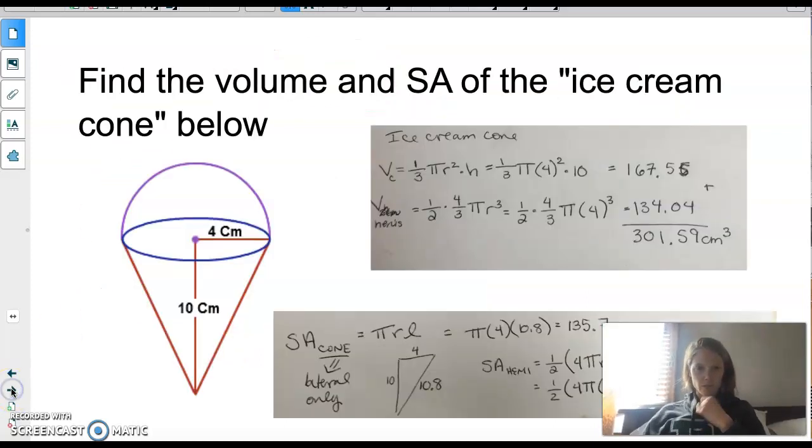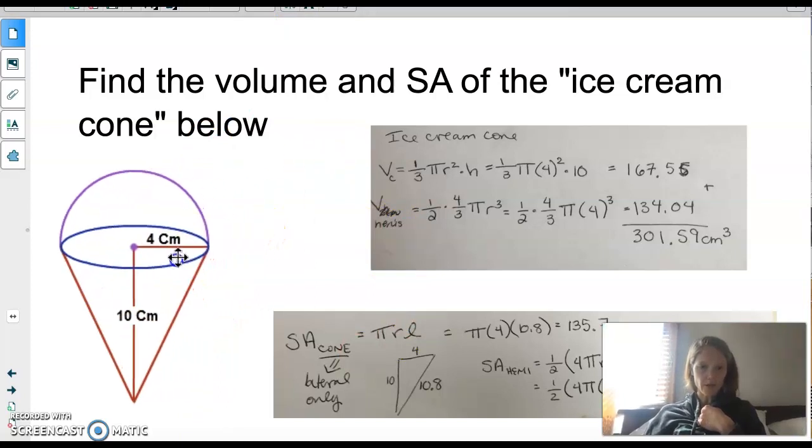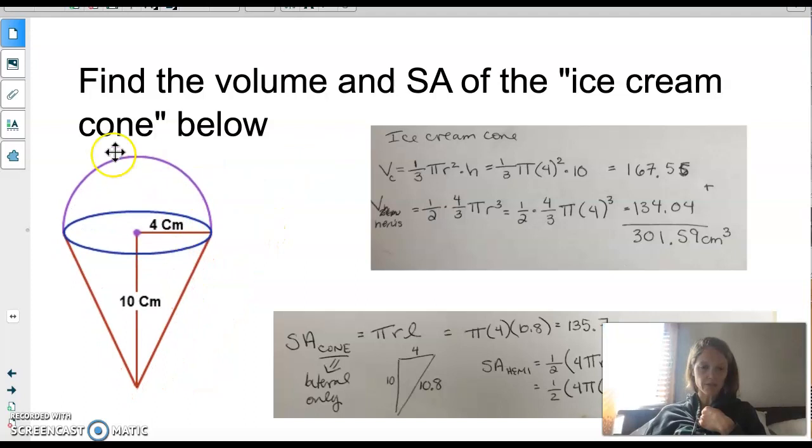All right. So last thing is just looking at one of these composite shapes. This one is like an ice cream cone. So take a second and see if you can figure out the surface area and the volume of this ice cream cone. You can pause and then just come back and check your work.